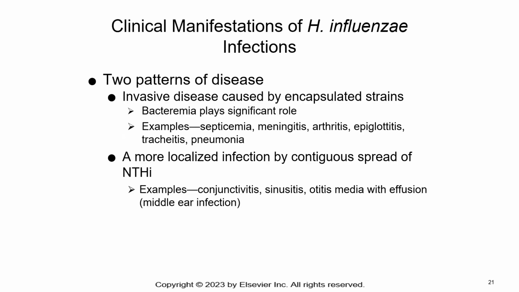Two patterns of disease. There's invasive disease caused by the encapsulated strains. Bacteremia, or bacteria in the blood, plays a significant role. Examples are septicemia, meningitis, arthritis, epiglottitis, tracheitis, and pneumonia. A more localized infection by the contagious spread of NTHI. Examples include conjunctivitis, sinusitis, and otitis media with effusion, or middle ear infection.